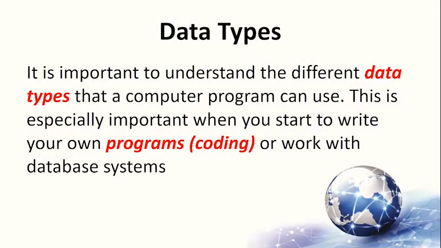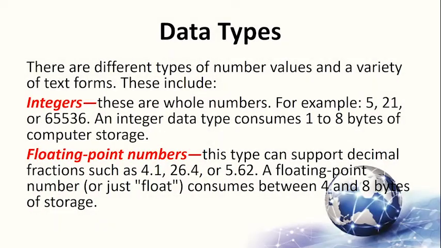For the data types, it is important to understand the different data types that a computer program can use. This is especially important when you start to write your own programs, or your coding, or work with database systems. Boolean values are specific data types indicating that something is either true or false, or 1 and 0. It only consumes a single bit of storage.